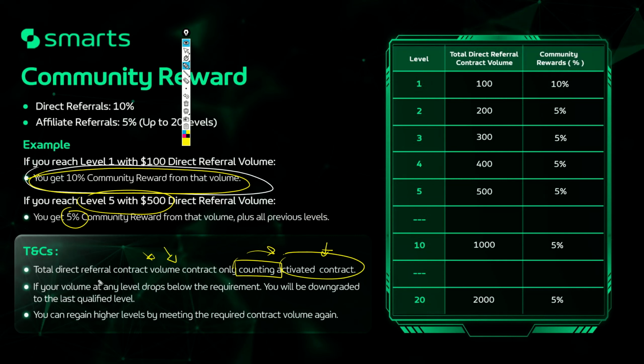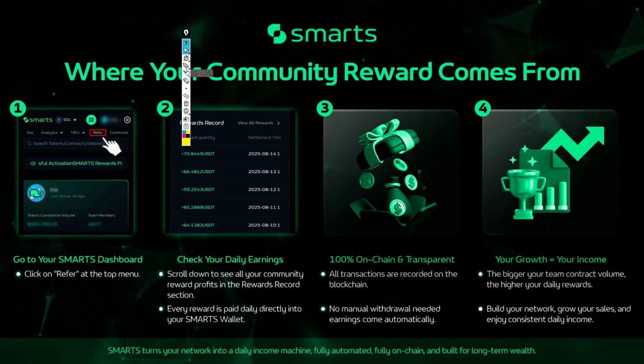If your volume drops at any time, it will put you back to the level before that. But of course, if you work hard again, you come back to the right level. You can always regain higher levels by meeting the required contract volume again. Contract volumes are not too hard. Level 20 is just 2,000, so good. So how do I refer? How do I benefit from this?